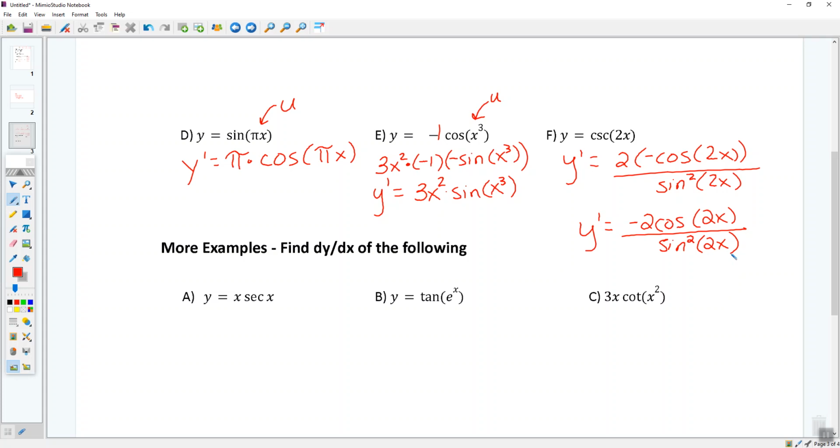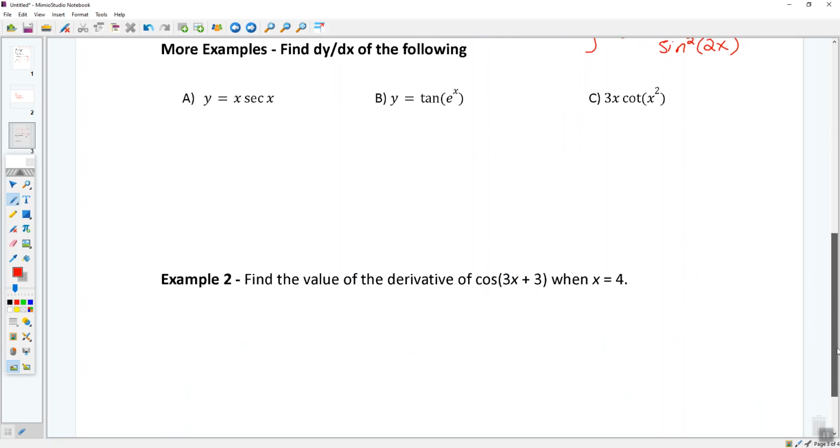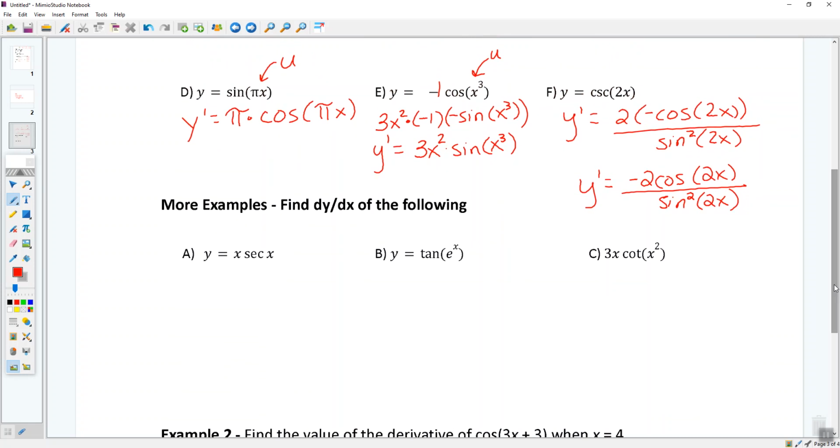All right, my friends, let's try some more rules here. Let's see what we can come up with. These next ones right here. Got to think about what's going on here. Did you guys have everything right there? So far, so good? All right, my friends.